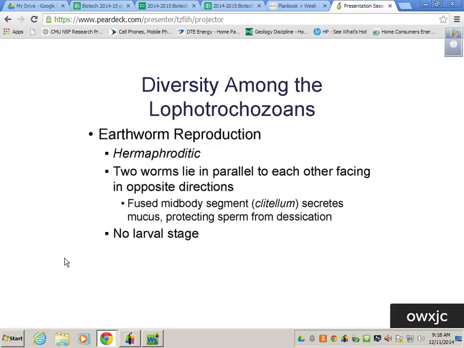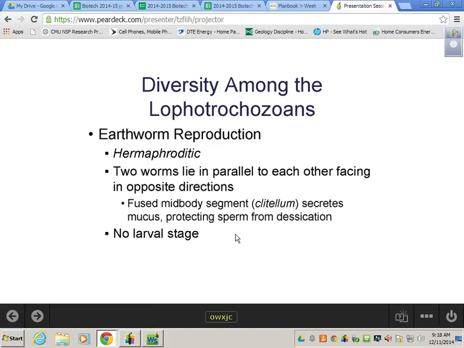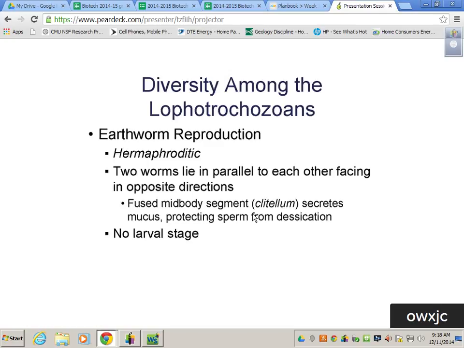So when they come together, they start to release what would be synonymous as semen in an animal. But this mucus prevents bacteria or anything from coming in contact with the sperm exchange, okay, so that the sperm can be passed from worm to worm, so to speak. There is no larval stage, so that means they basically are born as earthworms. We've all seen probably small worms, right?